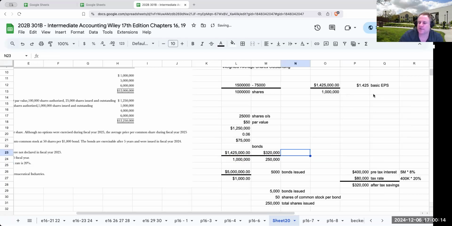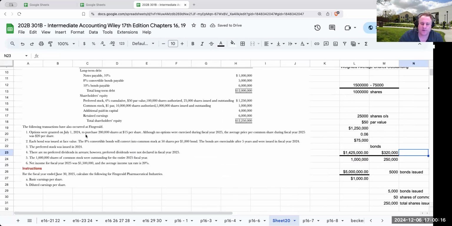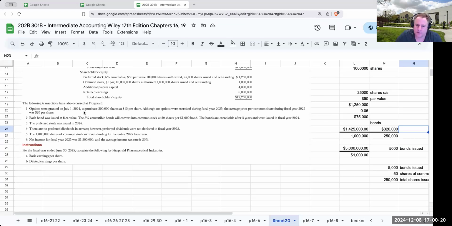So now the next thing we have to go through and deal with are the options. Now, with these options, I can buy 200,000 shares at $15 per share.